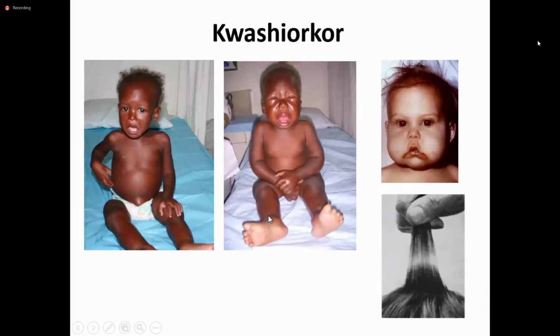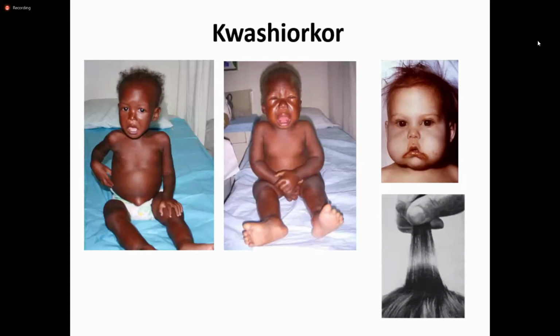So you can see in both pictures, both children are irritable. There is edema. As you can see, a protruded abdomen, and the hair is sparse, and there may be alternate normal color and hypopigmentation. So this is called the flag sign. When the nutrition is good and food intake is good, there will be normal hair, and during a period of nutritional deprivation, there will be hypopigmentation. So alternate bands of hypopigmented and normal colored hair.